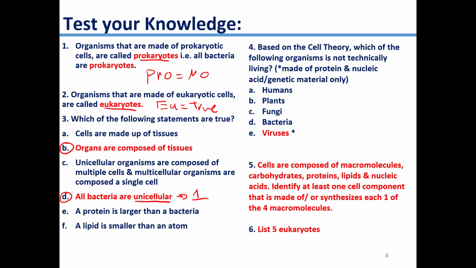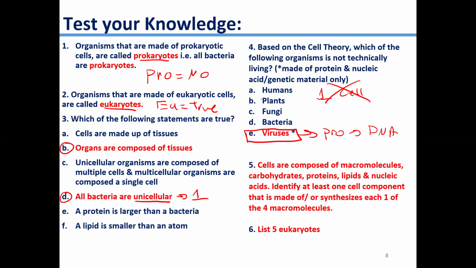Based on cell theory, which of the following organisms is not technically living? So remember, in order to be alive, you need to be comprised of at least one cell. And in this case, based upon our last lecture, remember, viruses are going to be made out of proteins and genetic information, or in this case, their DNA. So they don't have anything else in them. They're essentially just carriers for genetic information. So in this case, they do not have cells, so they are not going to be considered alive.